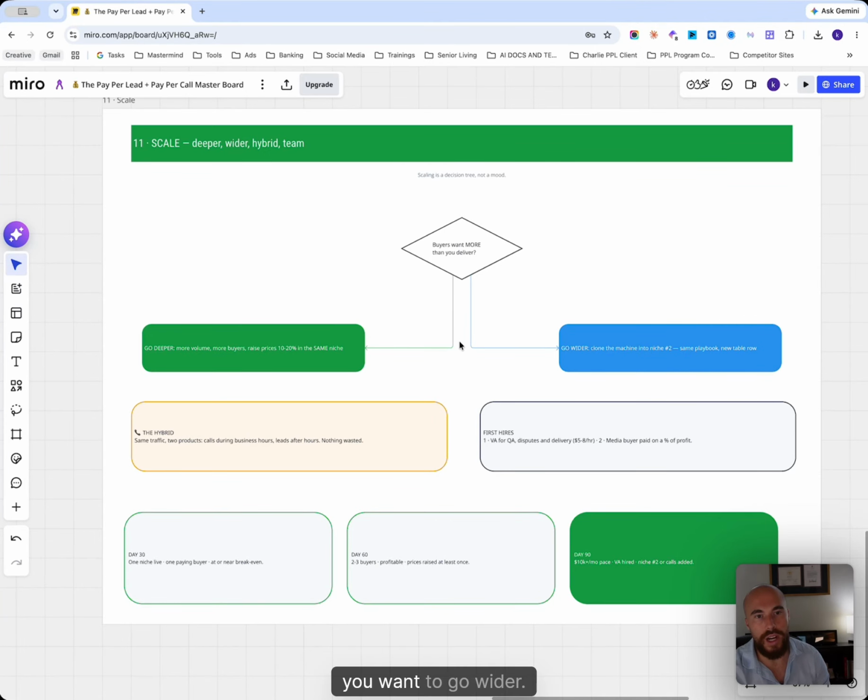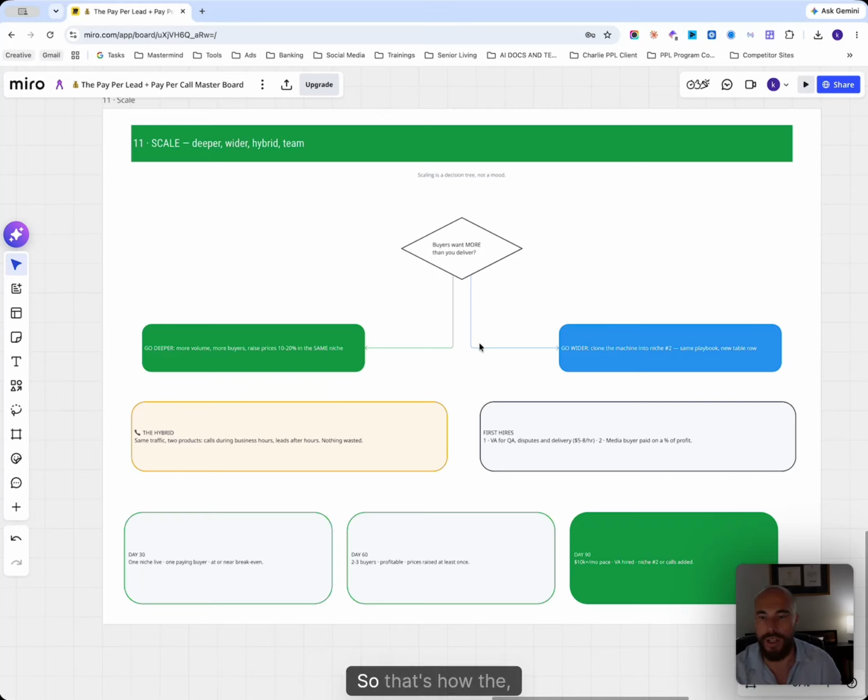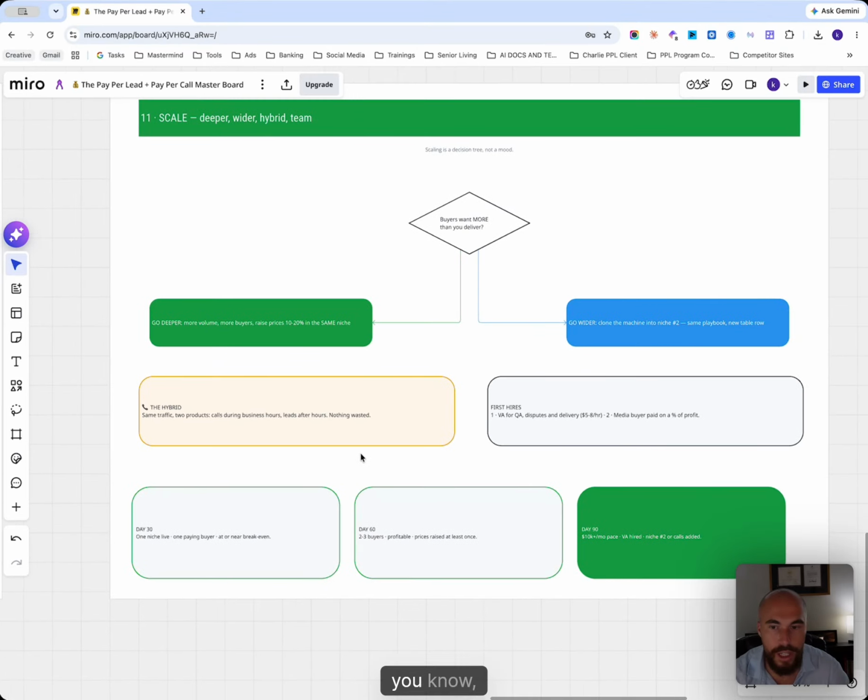If not, you want to go wider. So basically, if they don't want more, you want to clone this same thing into another niche or another vertical. And it's the same playbook, okay? So that's how this works in other verticals: you want to make sure you have your first vertical set, and then you could do it.